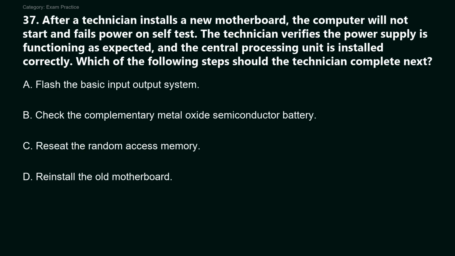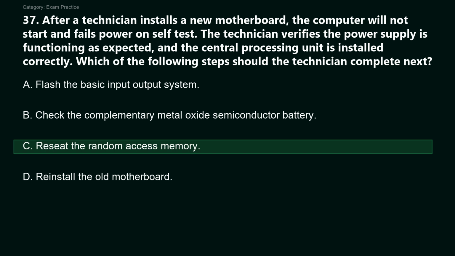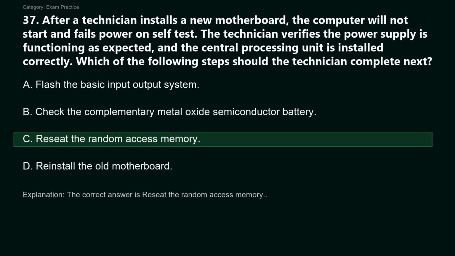Question 37. After a technician installs a new motherboard, the computer will not start and fails power on self-test. The technician verifies the power supply is functioning as expected, and the central processing unit is installed correctly. Which of the following steps should the technician complete next? Option A, flash the basic input-output system. Option B, check the complementary metal oxide semiconductor battery. Option C, reseat the random access memory. Option D, reinstall the old motherboard. The correct answer is option C, reseat the random access memory.